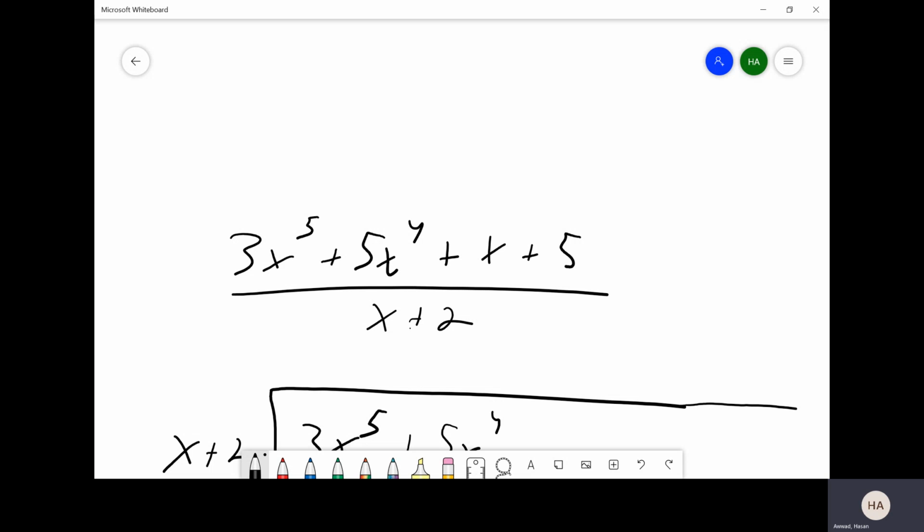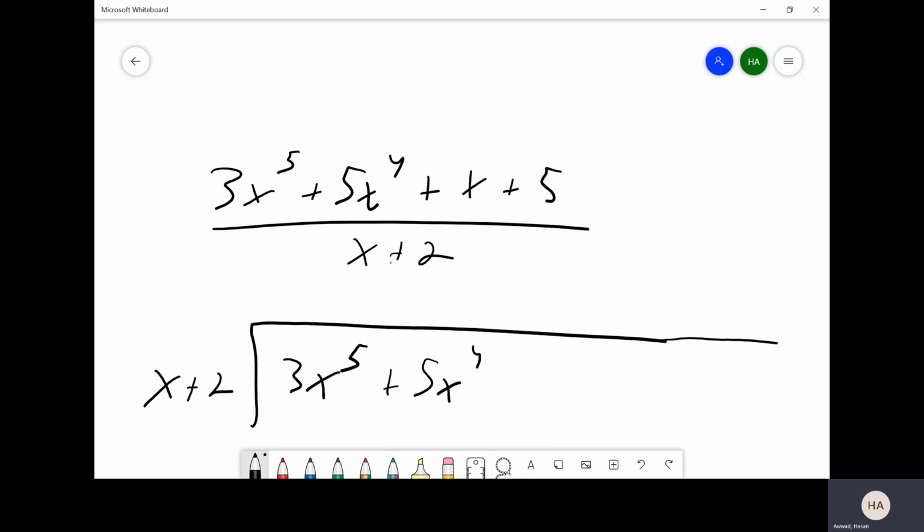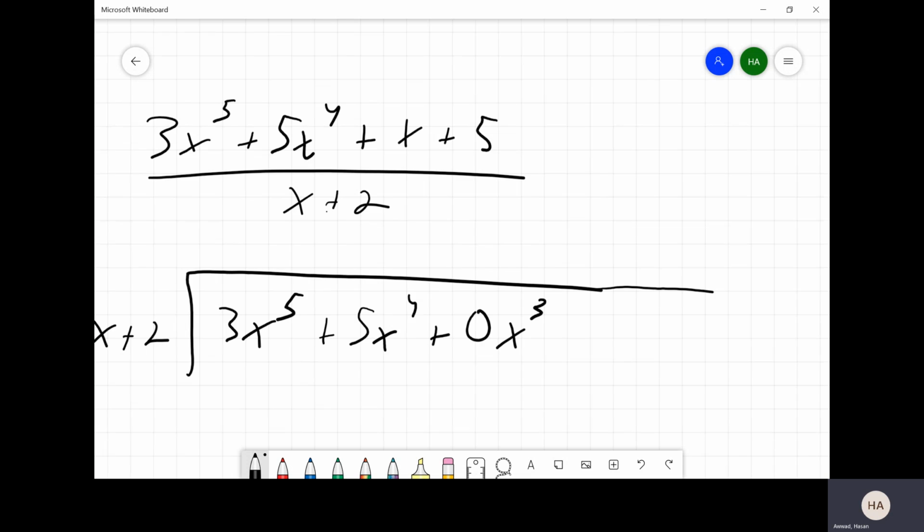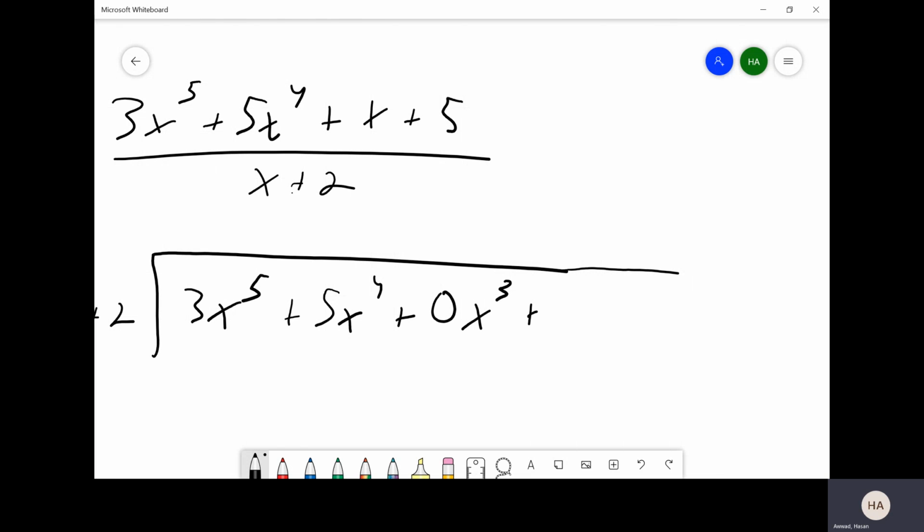What you have to do when you're writing your powers in descending order for long division of polynomials to work properly is you have to have placeholders. And what I mean by placeholders is you have to put a plus 0x cubed. 0 times x cubed is just 0, right? So we're not adding anything. We're not including anything that shouldn't be here, but we need to have a placeholder so that we can drag things down as necessary. So we have plus 0x cubed plus 0x squared plus x plus 5.